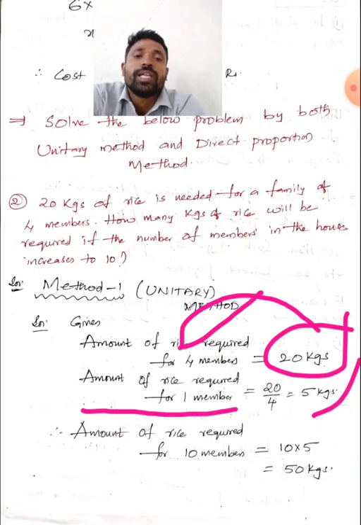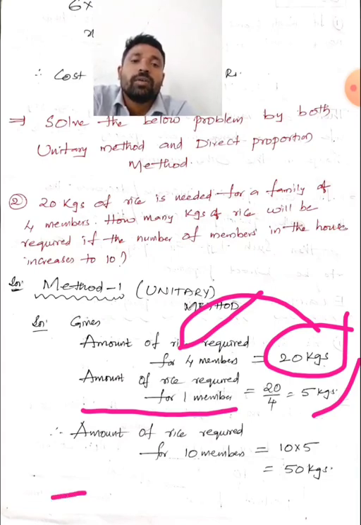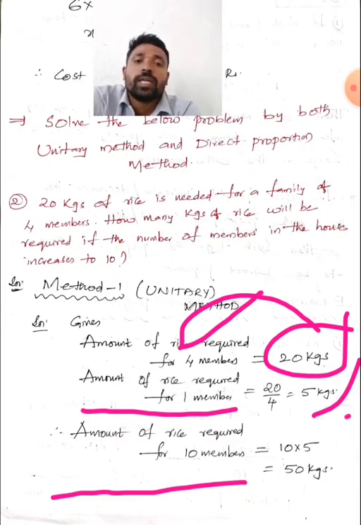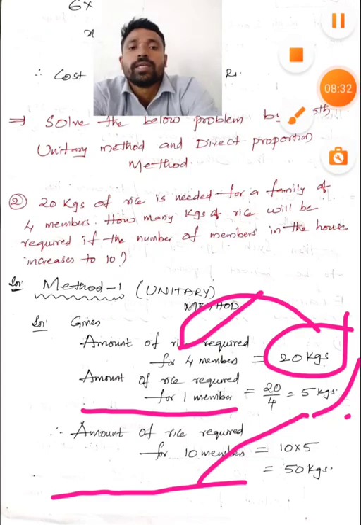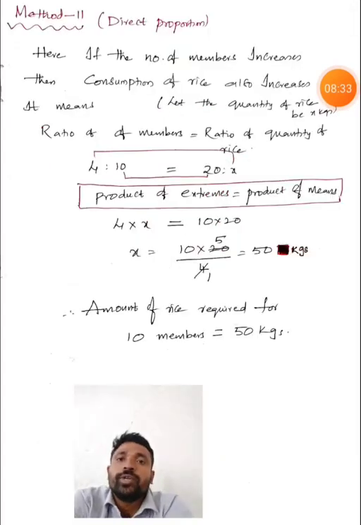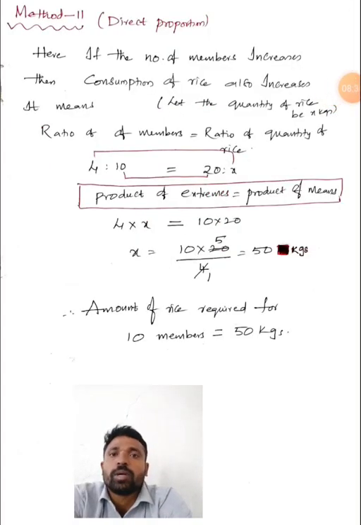But what is the required condition here? We have to find the quantity of rice for 10 members. Quantity of rice for 1 member is 5 kg. Quantity of rice for 10 members means 10 into 5. It becomes 50 kgs. Okay, that is unitary method. Now method 2, direct proportion.